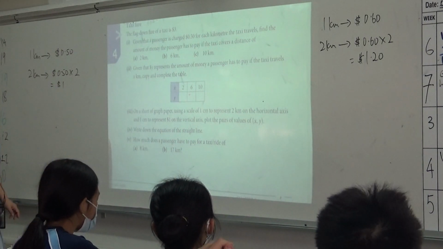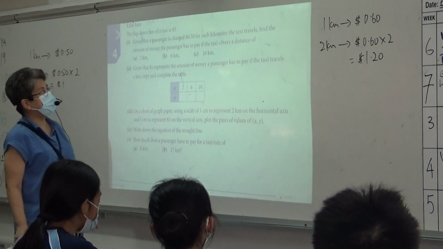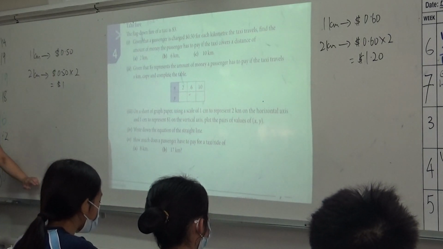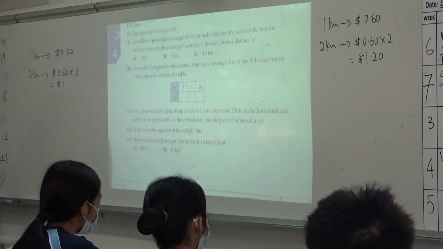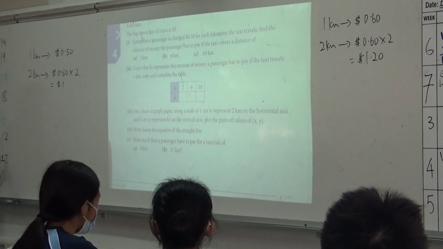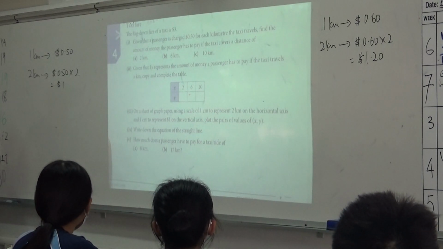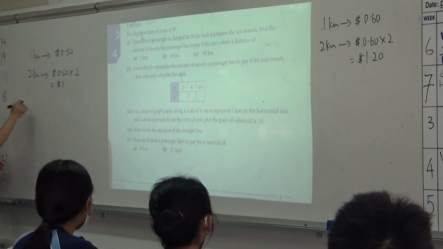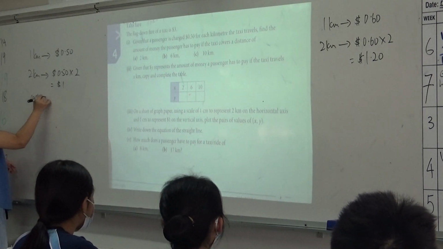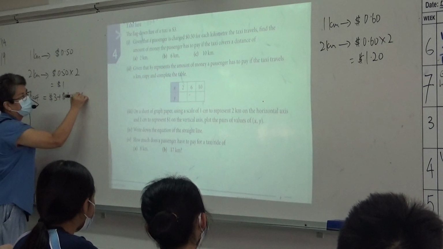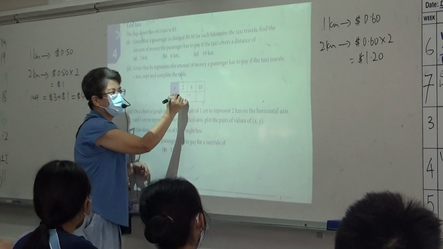But don't forget, the question asks, given that the passenger is charged 50 cents for each kilometer the taxi travels, find the amount of money the passenger has to pay if the taxi covers that distance. Do you agree with me that I need to plus the initial $3? So the cost will be actually $3 plus $1. This is how much? $4, right? So this will be a 4, right?